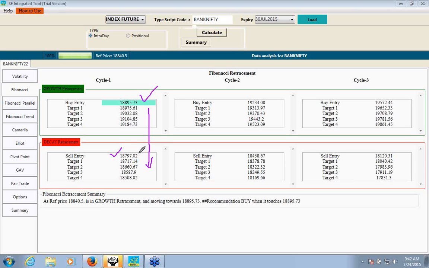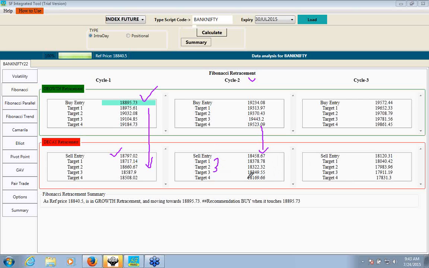Imagine if you are falling in cycle 2 here. At the same time, if you are falling in cycle 2, the current reference price is recommending you are in cycle 2, then you need to follow cycle 2's levels. If it is in target 1 and target 2, cycle 2's target 1 and target 2 levels will be your stop loss.